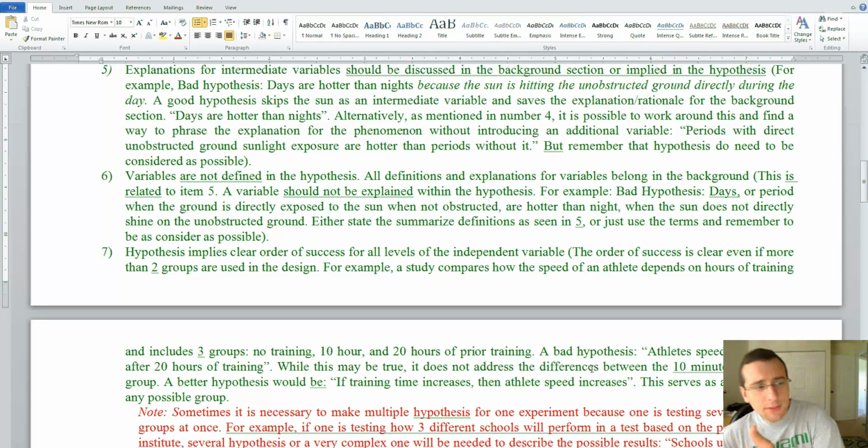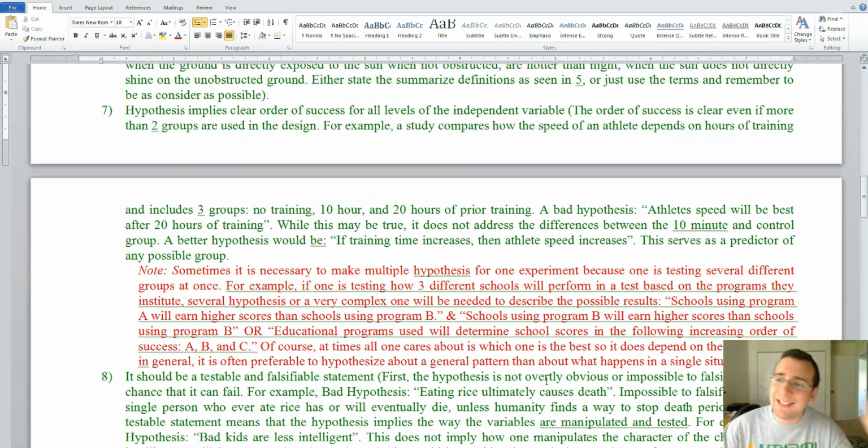And lastly, another thing too is that a good hypothesis establishes a clear order of success between all groups which are being examined in the experiment. Like we talked about before, sometimes you have multiple groups in the experiment. Sometimes you have a little more acid, a little more acid, a little more acid. So let's say, for example, I'm trying to find out if an athlete that works out longer, practices longer, will actually end up running faster than another one. And so I say, let's say I'm going to see no training, 10 hours and 20 hours of training. And then I say my hypothesis would be: athletes' speed will be best after 20 hours of training. Is that a good hypothesis?